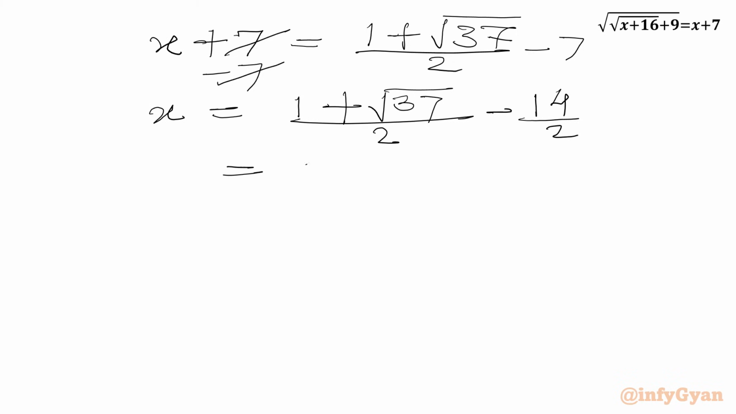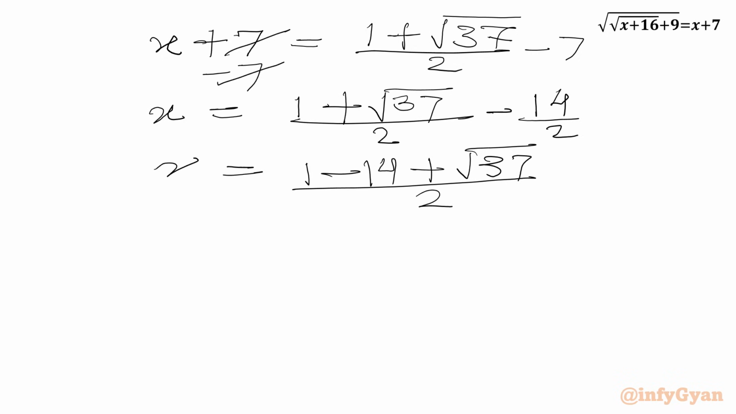Now in the numerator we will add 1 with negative 14, plus square root 37 over 2. So we are going to get our final answer, x equal to minus 13 plus square root 37 over 2.